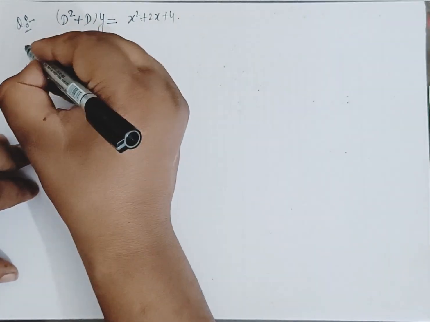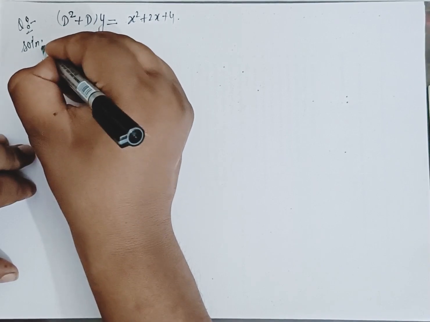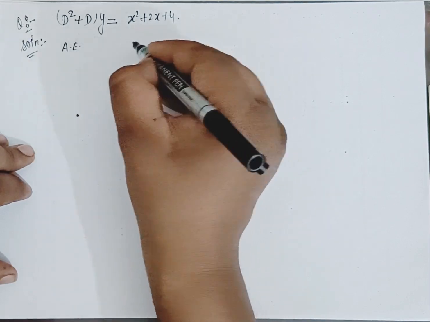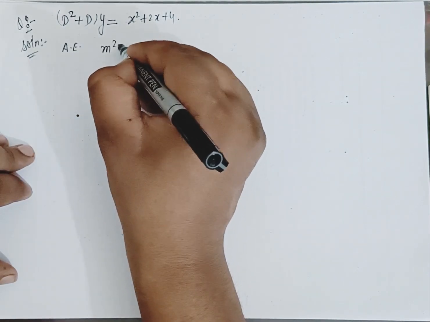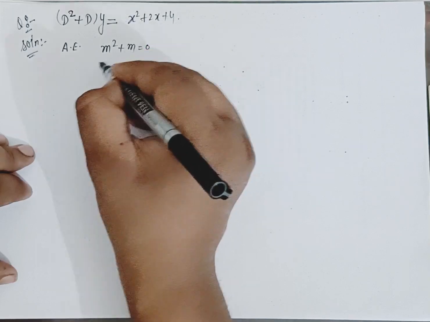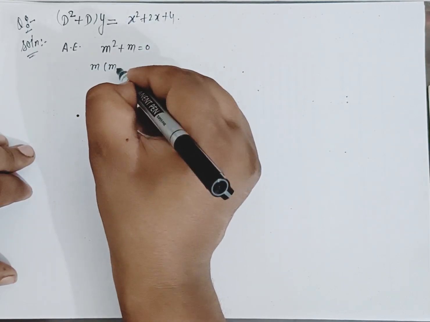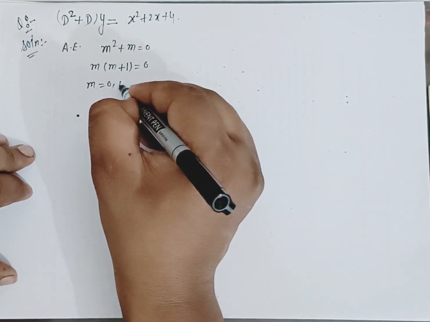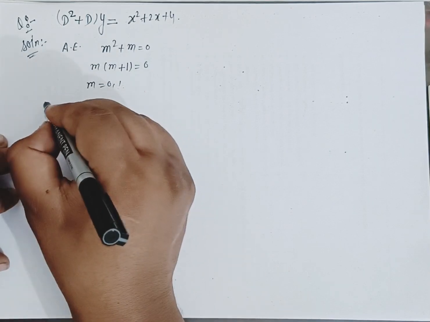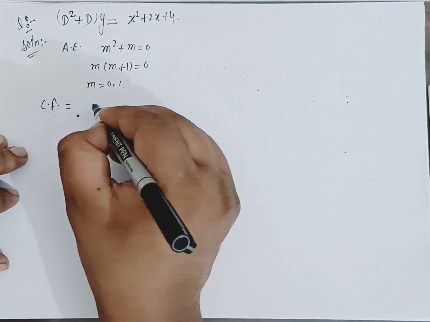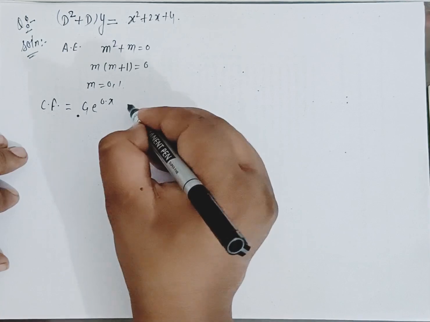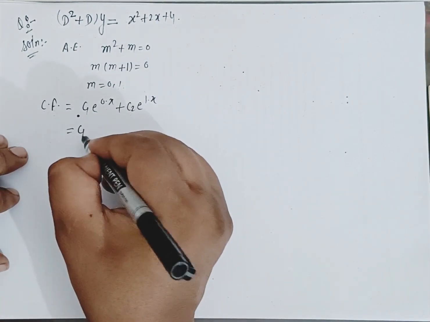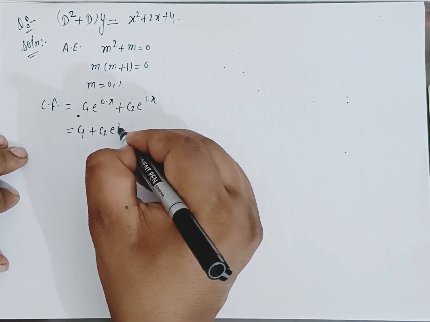So guys, to solve it, first we need to find the auxiliary equation for the complementary function. The auxiliary equation will be m square plus m is equal to 0. Now take m common, you can write m into (m plus 1). So you have the two roots here, 0 and minus 1, both distinct real roots. So your complementary function will be c1 e to the power 0 into x plus c2 e to the power minus 1 into x. So your CF will be c1 plus c2 e to the power minus x.